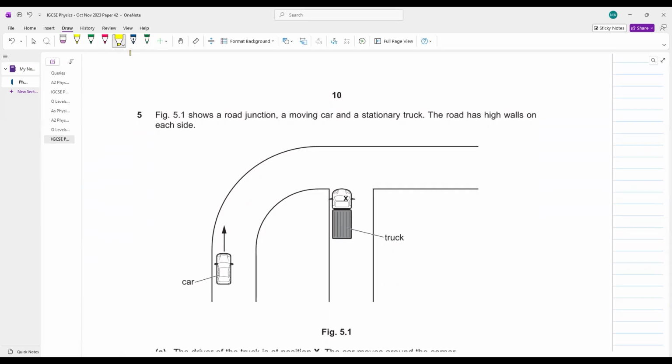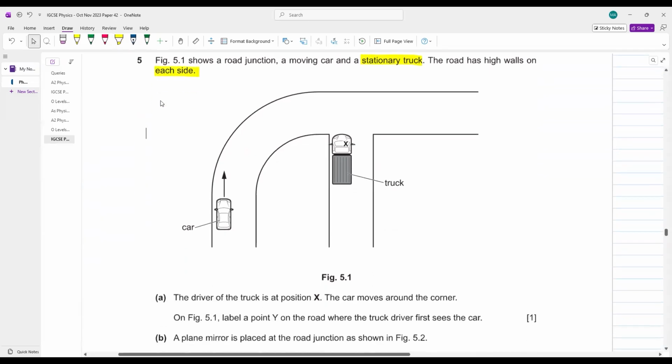Figure 5.1 shows a road junction, a moving car and a stationary truck. The road has high walls on each side. The driver of the truck is at position X. The car moves around the corner. On figure 5.1, label a point Y on the road where the truck driver first sees the car. Where will the truck driver see the car first? Exactly here. You make a line.